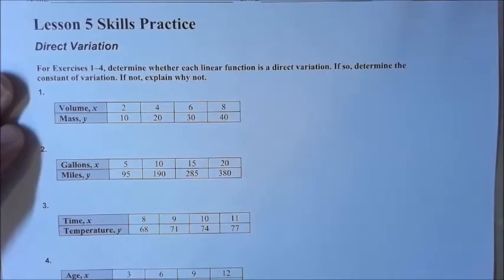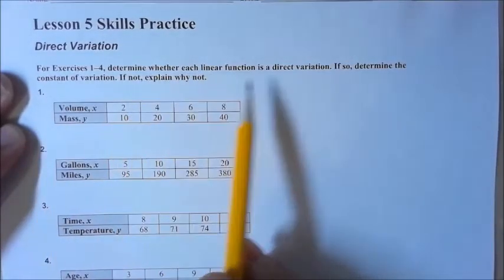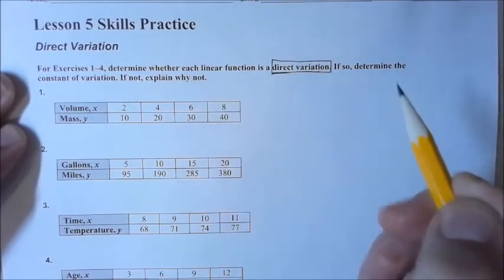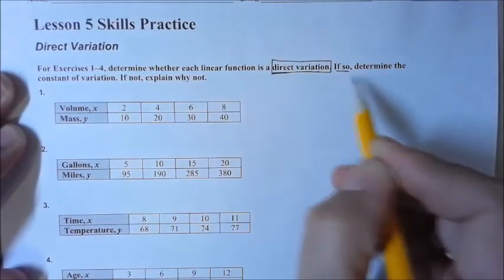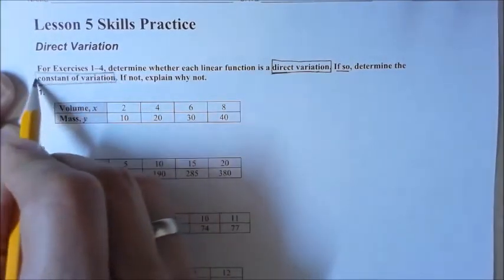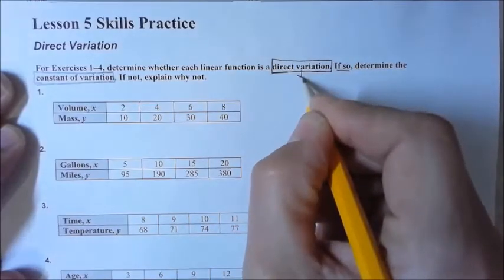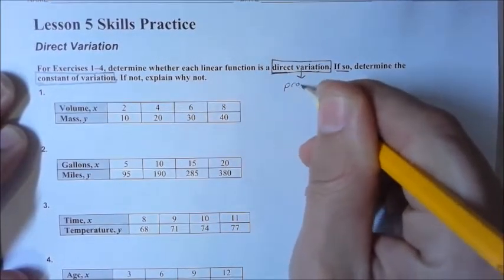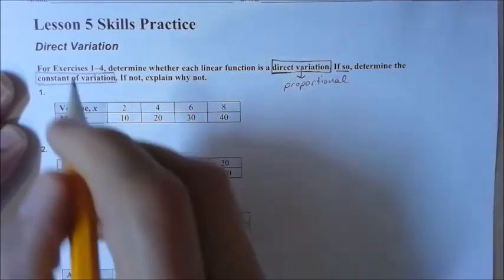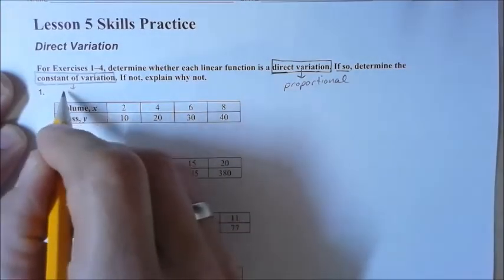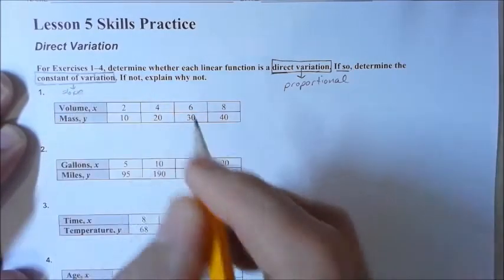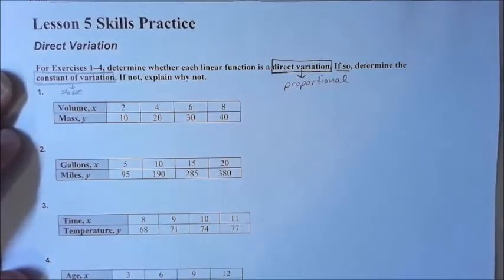Right here it says determine whether each linear function is direct variation. So you should box that. That's what you're looking for. If it is, determine the constant of variation. Now when you ask, what is direct variation? Remember that it means that it is proportional. And the constant of variation, that's the slope that is constant when we have a proportional relationship.